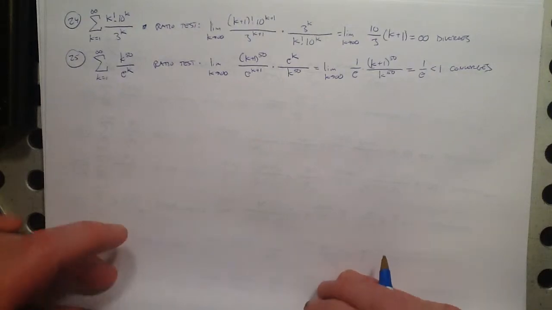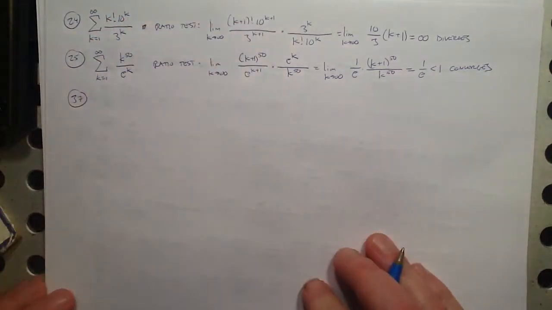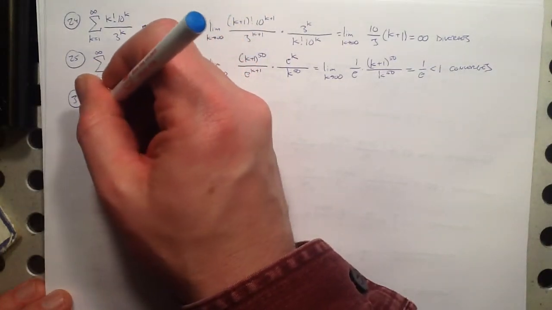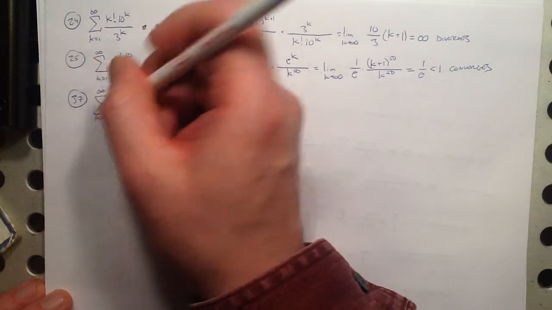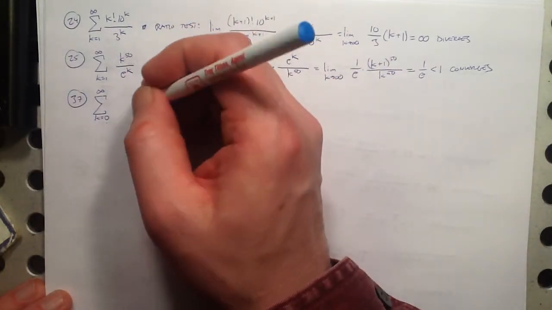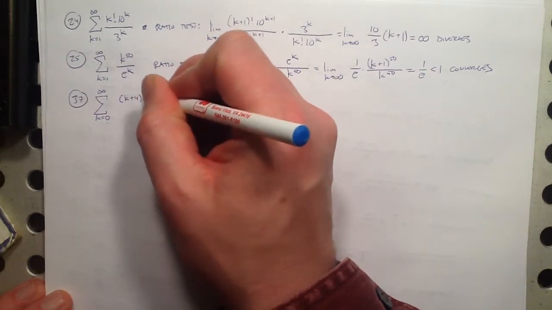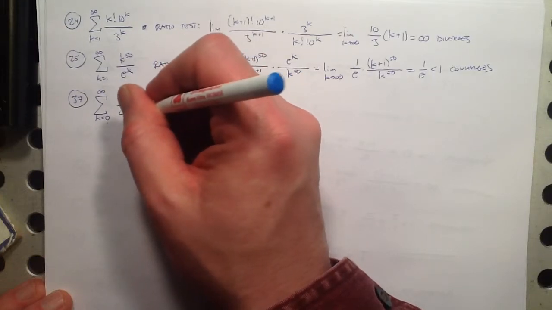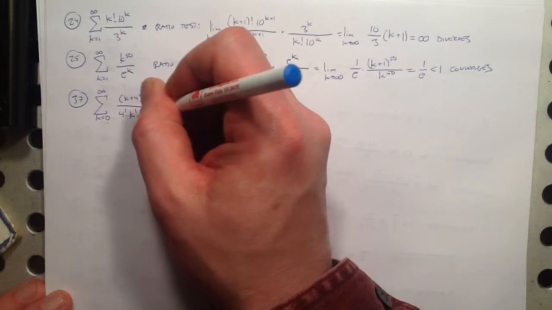And then what were the other two? 37 and then 43. Number 37, the sum at k equals 0 to infinity. Not that that matters. That would matter only if we were writing out the first few terms, which is something we do sometimes. (k plus 4) factorial over 4 factorial times k factorial times 4 to the k.